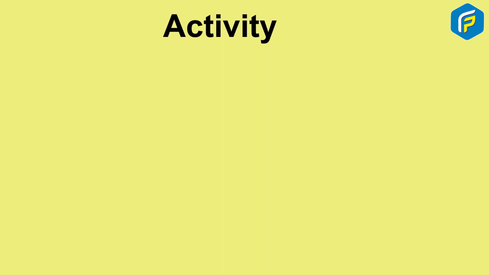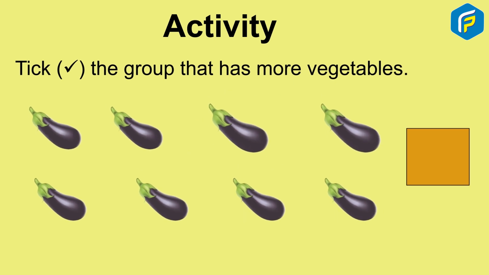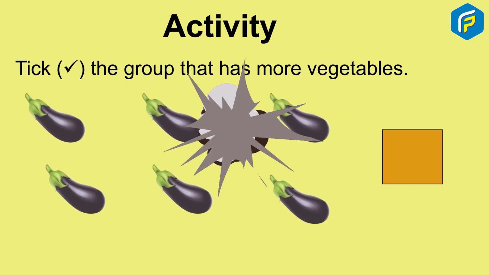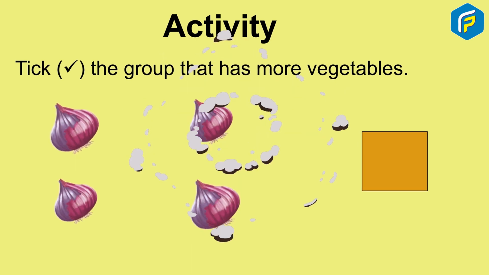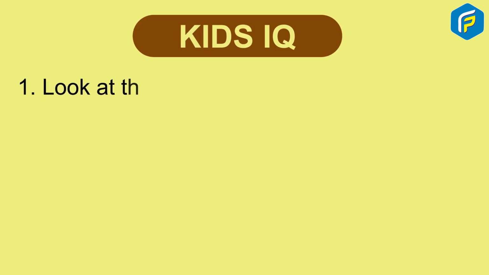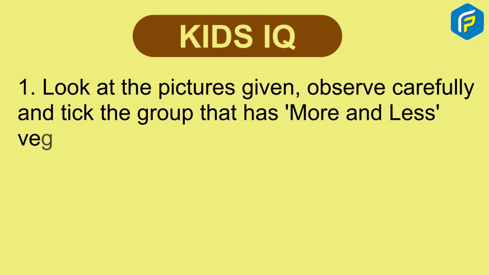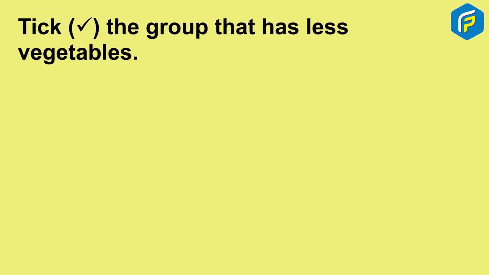Activity. Tick the group that has more vegetables. 8 brinjals, 6 brinjals, 4 onions, 9 onions. Kids IQ. 1. Look at the pictures given. Observe carefully and tick the group that has more and less vegetables. Tick the group that has less vegetables.